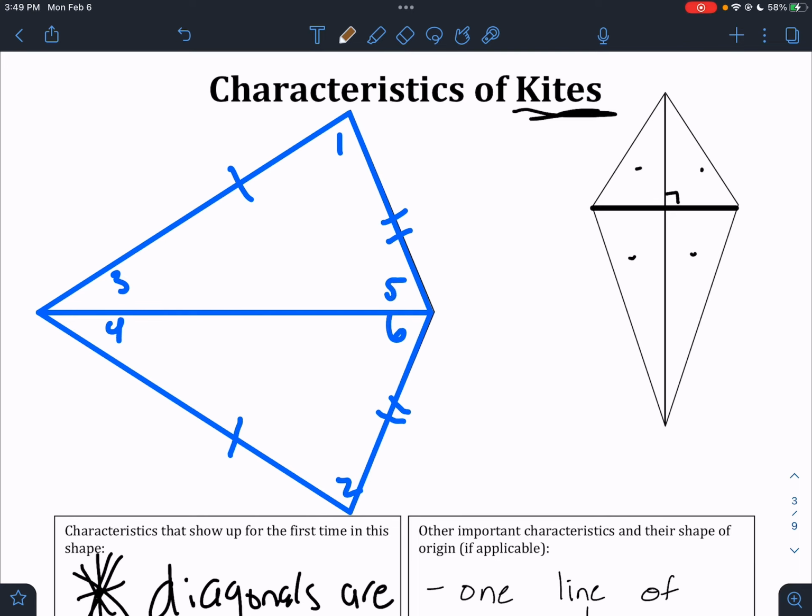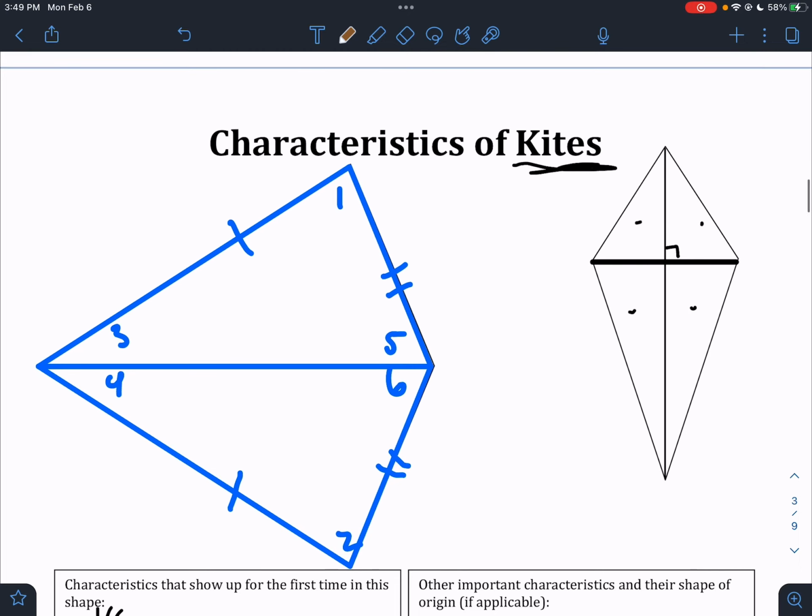Can you have exactly 3 right angles? So let's say that this is 45, which would make this whole corner 90. Let's say that this is 90 and 90. What would be left over? Well, if 3 corners are 90, this corner would have to also be 90, so no. You can't have exactly 3 right angles. If you have 3 right angles, you are guaranteed to have 4.